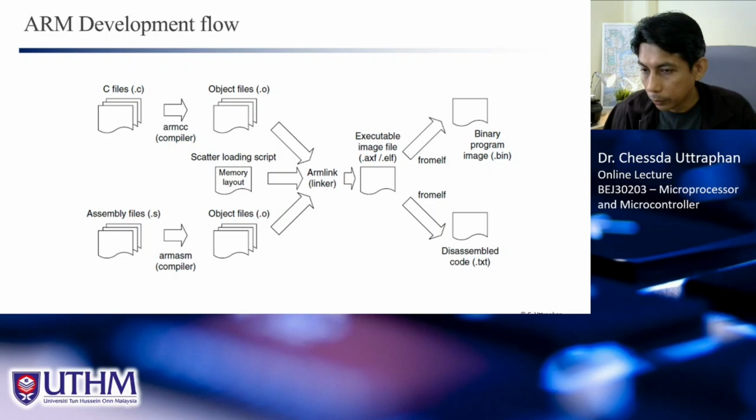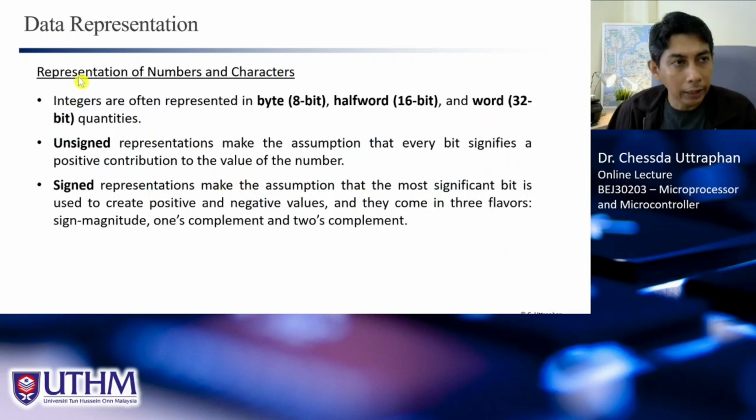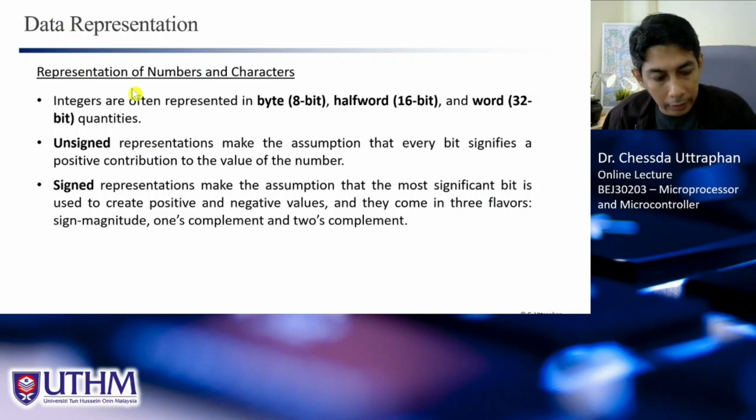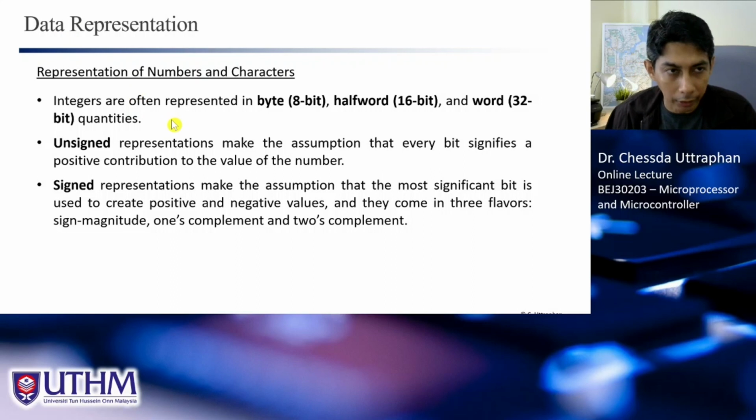Okay, so this is the flow that we go through in developing the microprocessor project in this course. Now look at the data representation, how we represent the data in the microprocessor. Basically, we represent the data in byte format, or 8-bit, 16-bit, which we call half word, and word, 32-bit, and in some microprocessors we have 64-bit, which we call long word.